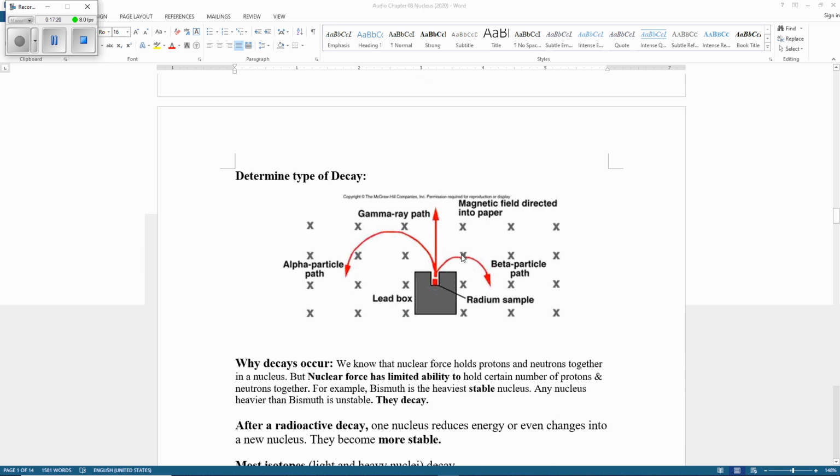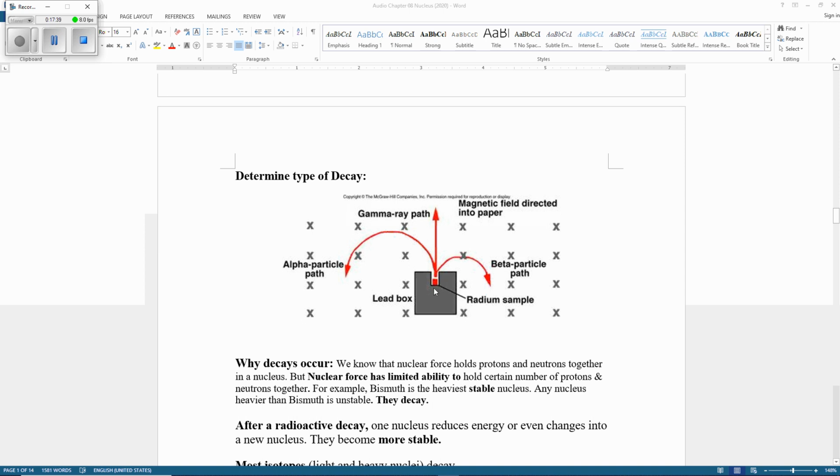But how can we tell which decay happens? Well, we can use a magnetic field. We studied this in chapter 6. Remember the magnetic field. Electrons are going to change direction inside the magnetic field.